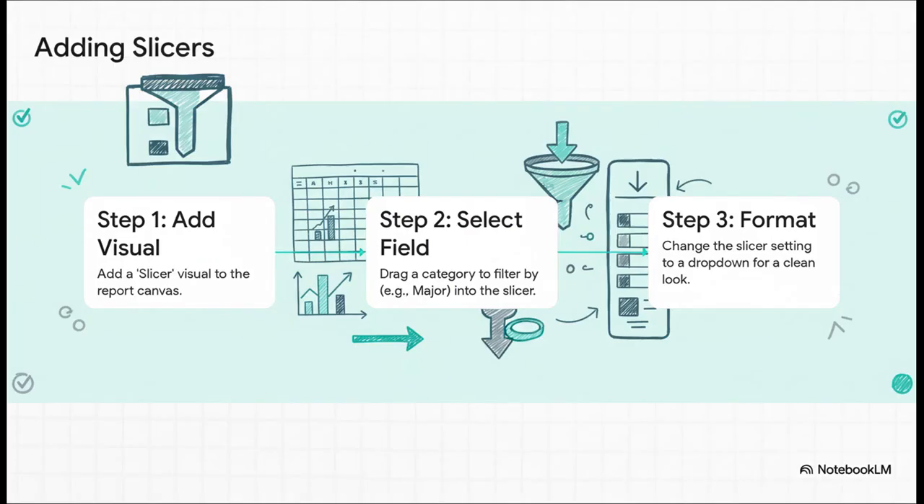Okay, this is where the real magic happens. This is what makes a dashboard truly interactive. We're adding slicers. Think of them as just cool-looking filters. We add the slicer visual, we tell it we want to filter by major, and maybe we make it a nice clean drop-down menu. Now, anyone using this can click on a major and the entire dashboard, every chart, every number will instantly update to show data for just that selection.